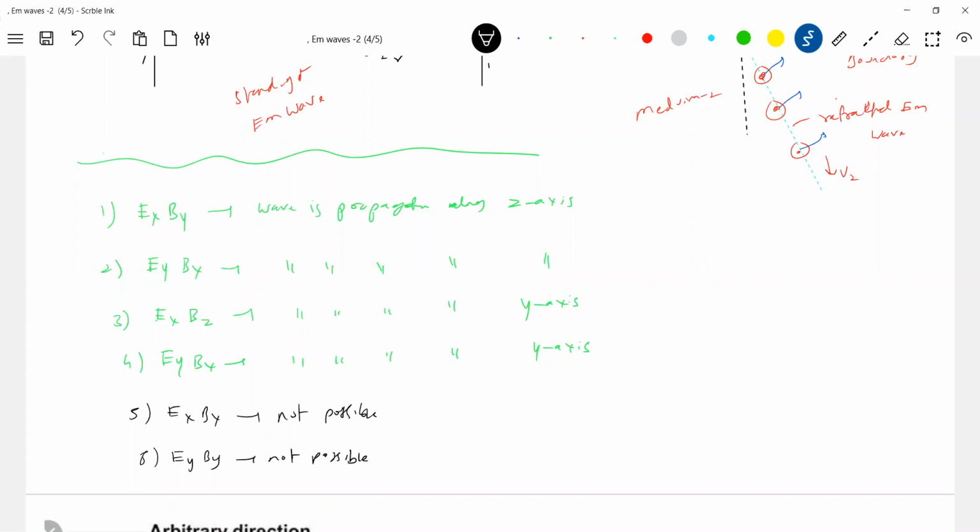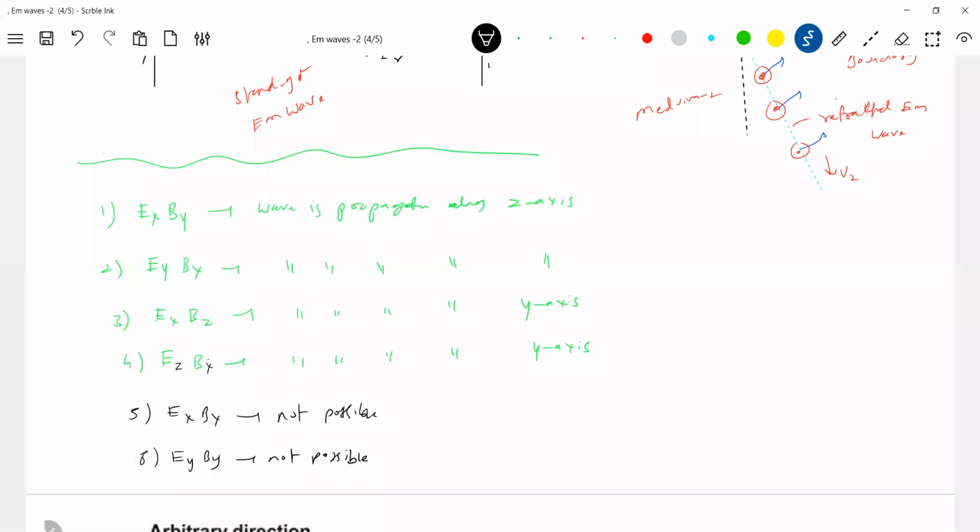The second and fourth are the same. Okay, EY, BZ? It should be BZ. Yeah. This is not possible, no? Like this should not happen. It should be EZ, BX. Fourth one, EZ, BX. Yeah, okay, fine.